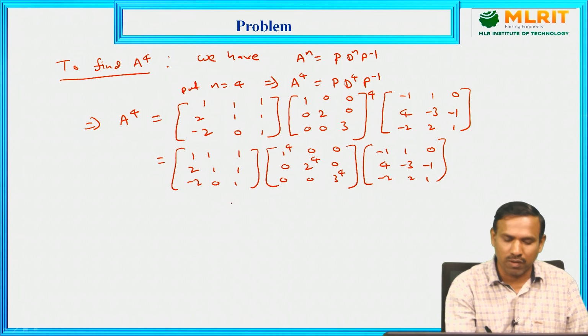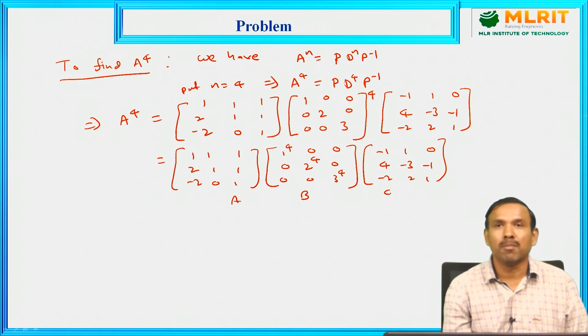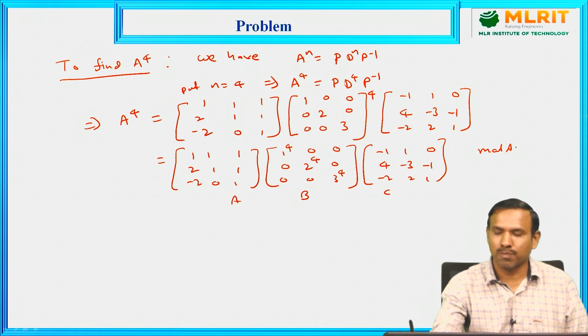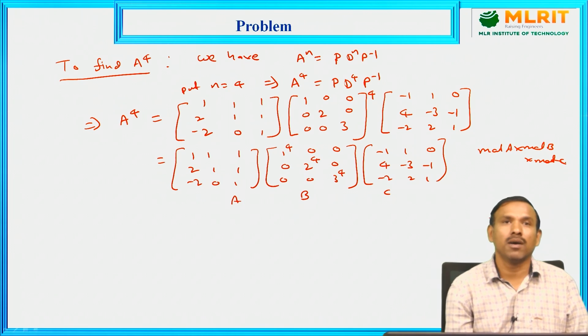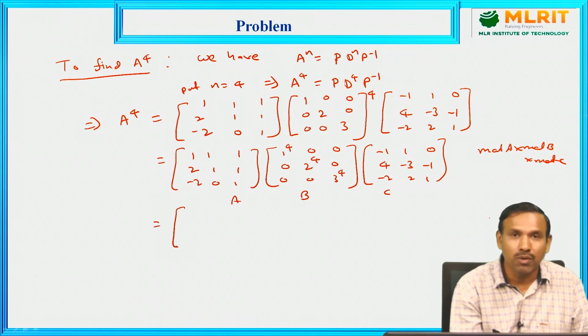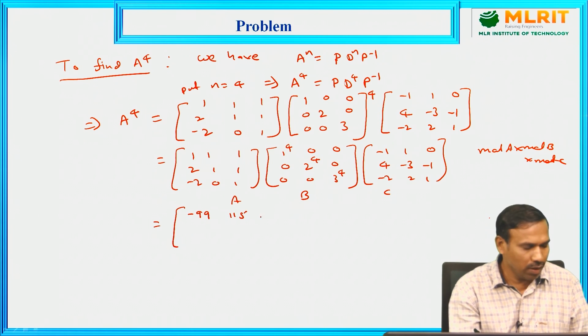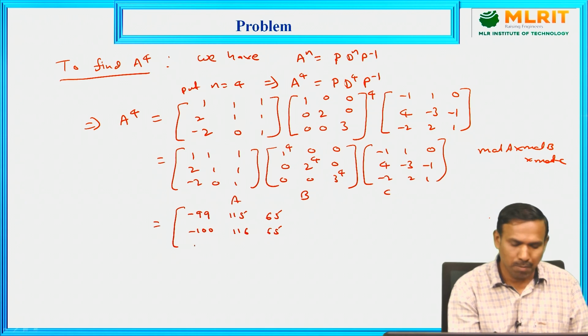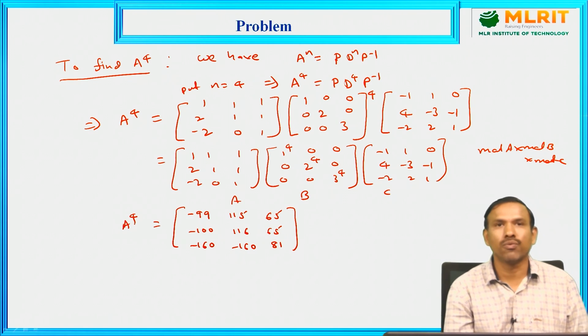Again, like the previous problem, you enter this in Mat A, this in Mat B, and this in Mat C. Using a scientific calculator, we can multiply Mat A into Mat B into Mat C, which will give the required product. Here I am writing the precomputed value: minus 99, 115, 65, minus 100, 116, 65, minus 160, minus 160, 81. These are the A power 4.